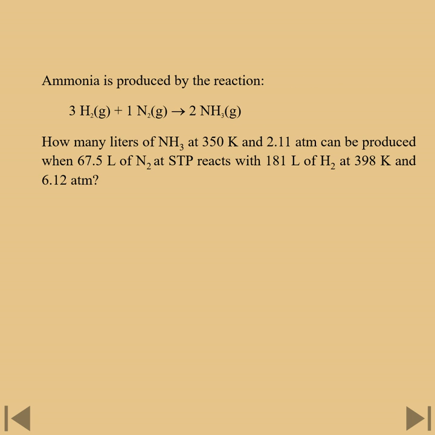Next, ammonia is produced by the reaction between hydrogen and nitrogen. And we're asked how many liters of ammonia at 350 kelvins and 2.11 atmospheres can be produced when 67.5 liters of nitrogen at STP react with 181 liters of hydrogen at 398 kelvins and 6.12 atmospheres.